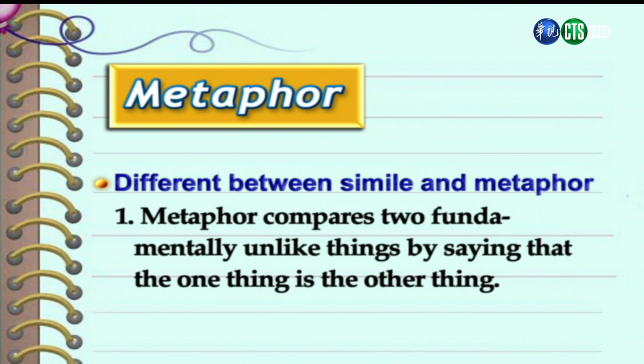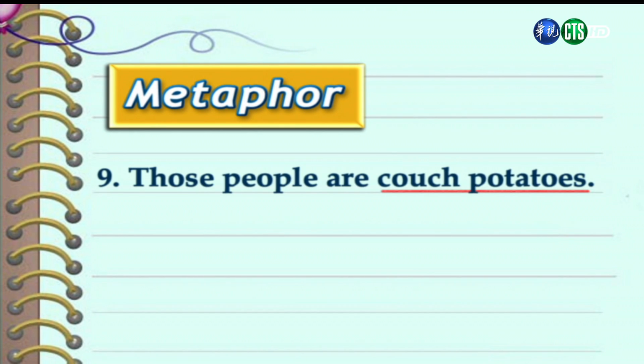And it's different that the metaphor compares two fundamentally unlike things by saying that one thing is the other thing. 好，然而呢，这个隐喻呢跟明喻哦，它是听起来感觉很相似，但它却有一些本质上不一样的地方。隐喻呢是将两件本质不相同的东西做个比较，来显示两者的关联性。All right, let's take a look at one example. And this is, those people are couch potatoes.